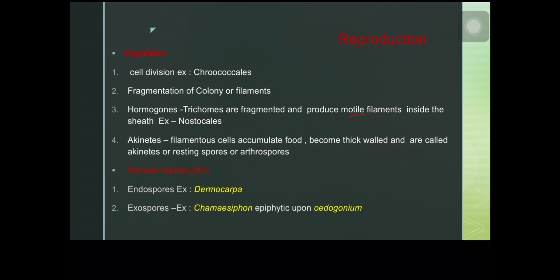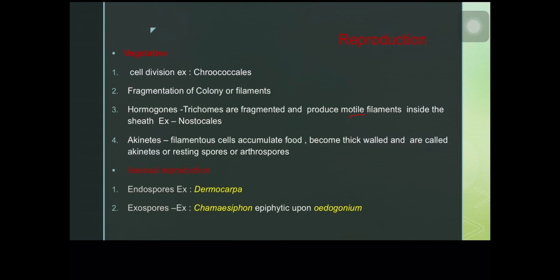The second mode of reproduction is asexual reproduction. It takes place by means of the production of spores. Two types of spores are produced. One is called endospores, another one is called exospores. Endospores are the structures that are produced inside the cell. Here during the production of these spores, the cytoplasm of the cell becomes cleaved into several bits. These bits are later converted into endospores and they are liberated. Such formation of endospores is observed in Dermocarpa.